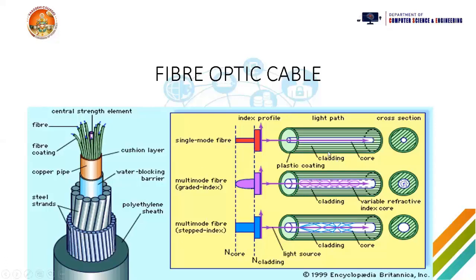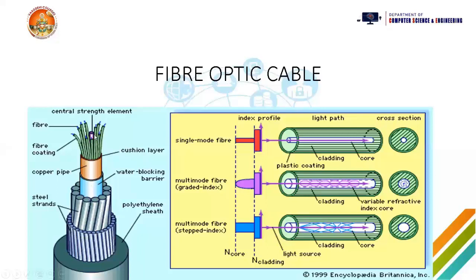You can see here the core, which is made of glass. The outer part is made up of cladding, which is nothing but a plastic coating. And then we have a copper pipe, the steel strands and finally the polythene sheet. You can see so many materials are used in order to provide safety and security to this core, the glass part. Since glass is very fragile and can be easily broken, that's the reason we have so many elements covering and providing safety to this product.